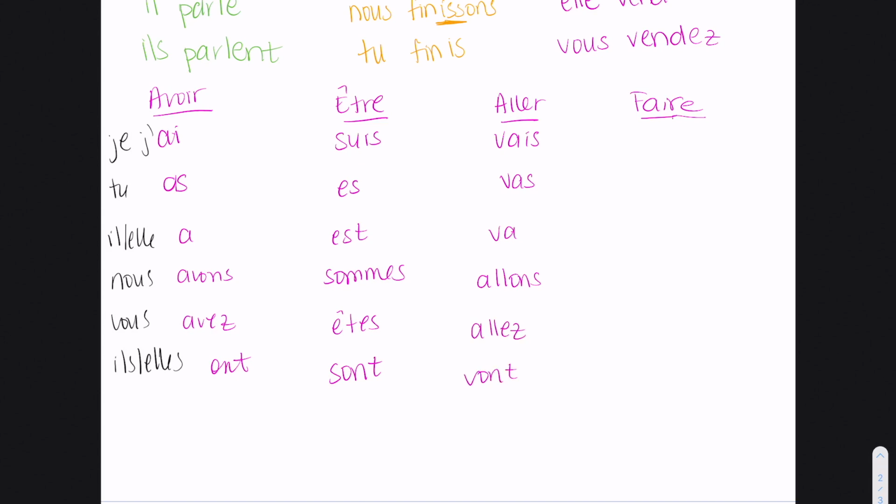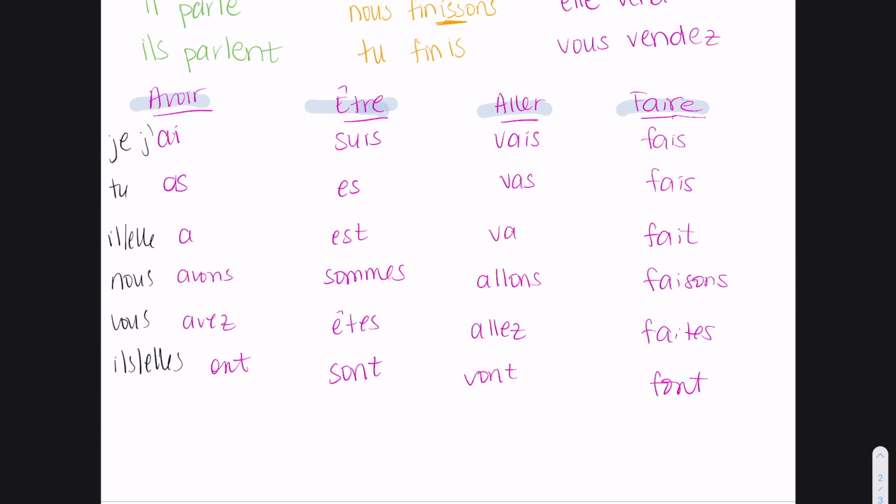And then faire, we have je fais. Tu fais, kind of the same IR endings, but a little different. Fait. Sorry, nous faisons. Vous faites. And il and elle font. Okay? So those are those most common four verbs there that are part of the irregular verbs. So I'll highlight these ones so you don't lose them.